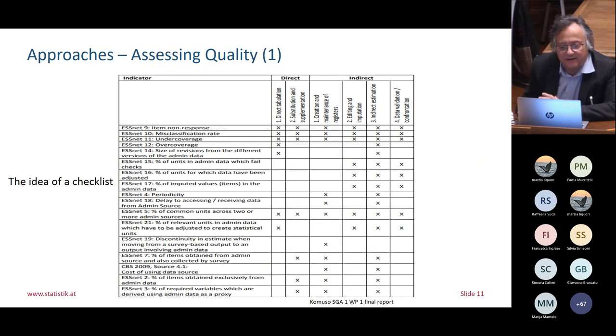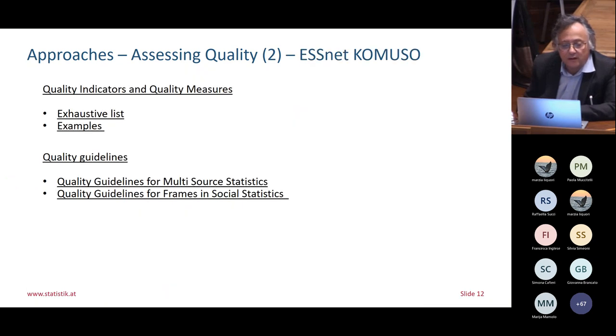Another idea is to have a checklist. This is one example, also coming out of ComUso, from work package one of ESSnet, having a checklist for each administrative source. Again from ComUso, this is just to inform you about quality indicators and quality measures. There is an exhaustive list of examples and methods regarding quality indicators and quality measures.